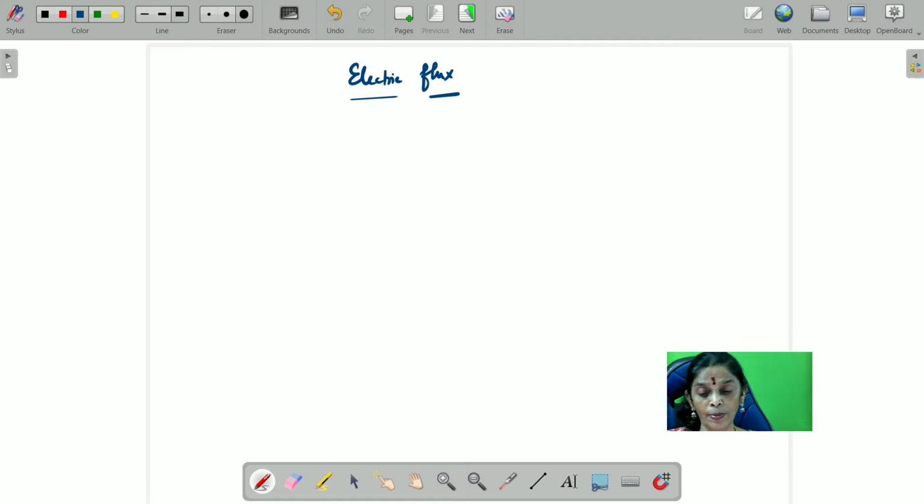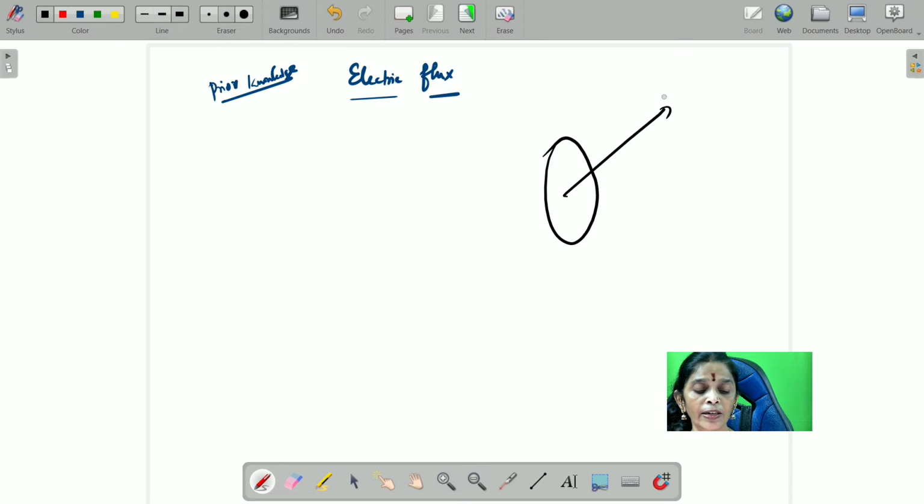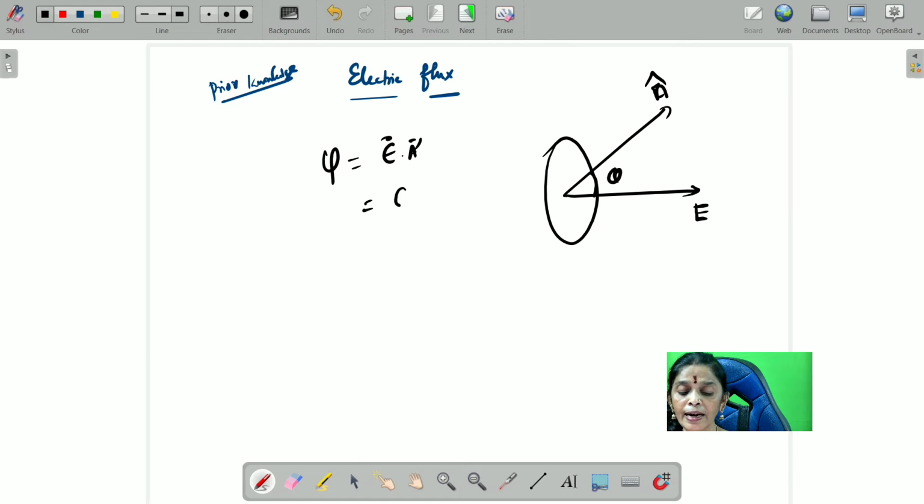So let me repeat: total number of electric field lines passing through a closed surface. That is prior knowledge. Suppose this is a closed surface, this is the area vector, and this is the electric field. So you can say that electric flux is nothing but E dot A, or E dS cos theta. That is electric field lines.